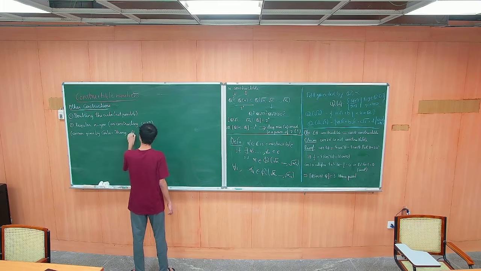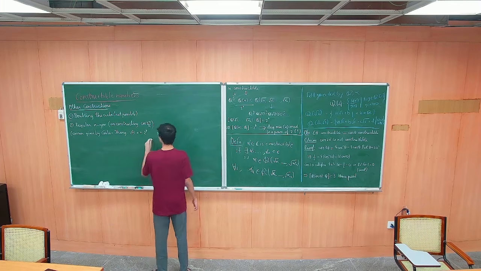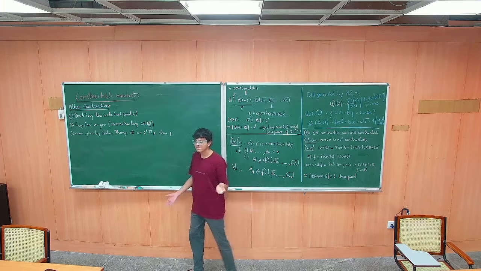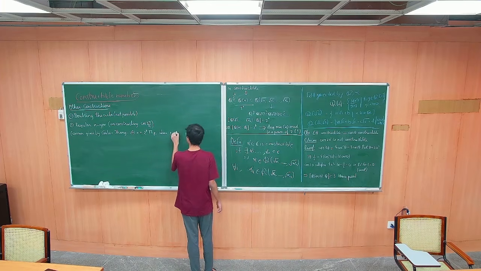The answer given by Galois theory is: if and only if n equals 2 to the k times the product of the p_i's, where the p_i's are distinct Fermat primes, of the form 2 to the 2 to the m plus 1.